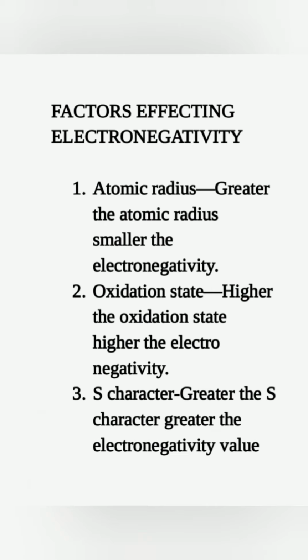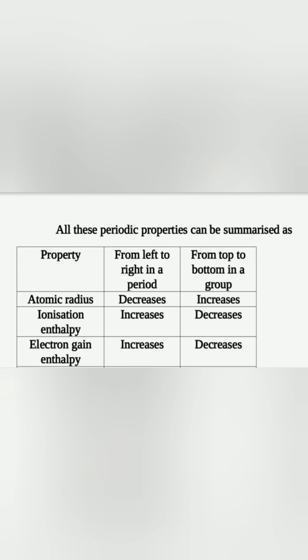All these 5 parameters can be summarized, that is, trends in these periodic properties can be summarized. First, atomic radius. The second column is what will happen from left to right in a period and from top to bottom in a group. What happens from left to right in a period is just opposite to that from top to bottom in a group. That also you have to keep in mind. So atomic radius we have mentioned already: in a period it decreases, but in a group it increases.